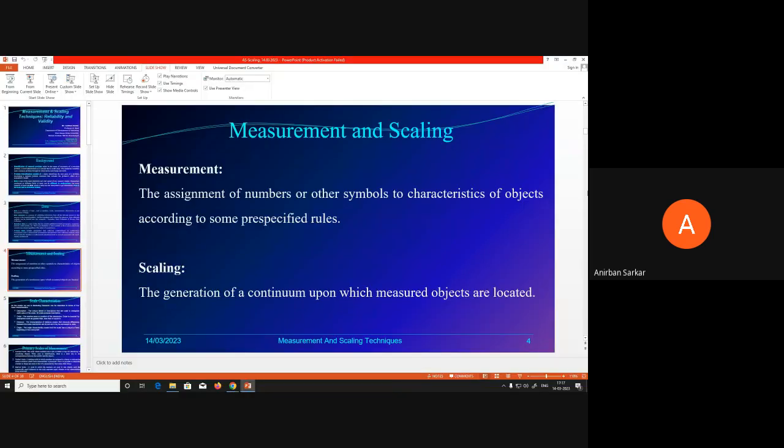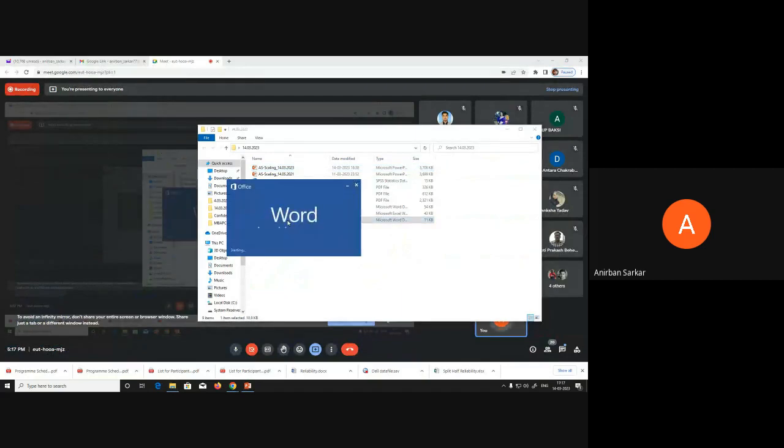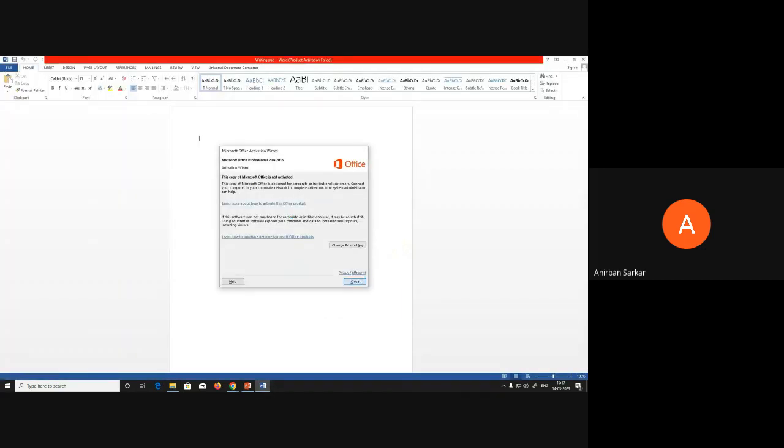Before going to that, let us try to understand with some data. If you understand the data, you will be able to appreciate measurement and scaling. So let me write something so that you understand in a better fashion.